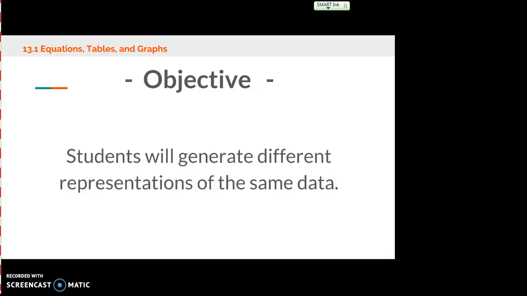Okay, our objective for today is that students will generate different representations of the same data. So from this data, we're going to be looking at three things: equations, tables, and graphs. Remember that as you watch the video, if you need to pause at any time, especially when you're making the graph and creating a table, please do so that you have all the information down in your notes.